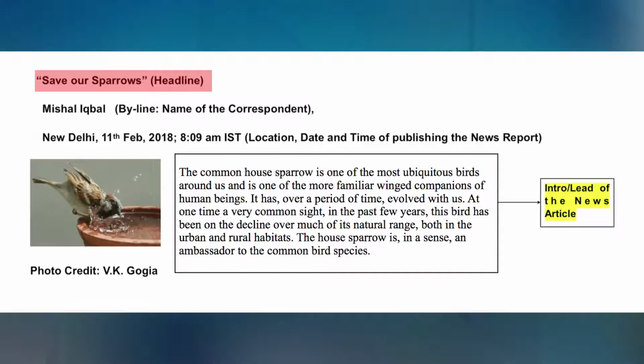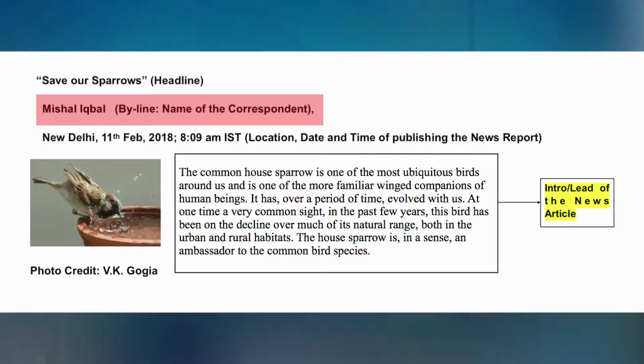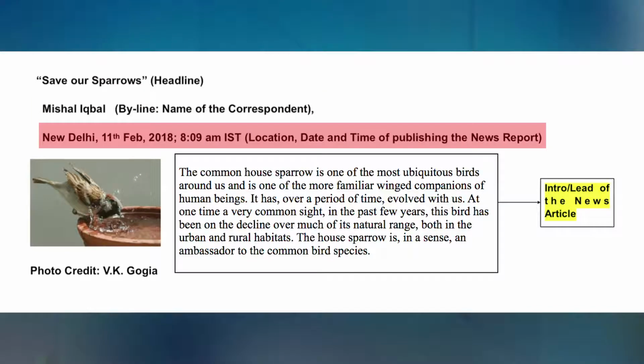Example of a news story on new media. If you have to write a news story on an environment issue like, for instance, the endangerment of sparrows in the capital city, you may start with writing in the format given below. Save Our Sparrows. Headline. Mishal Iqbal. Byline. Name of the correspondent. New Delhi, 11th Feb 2018, 8:09 am, IST. Location, date and time of publishing the news report.